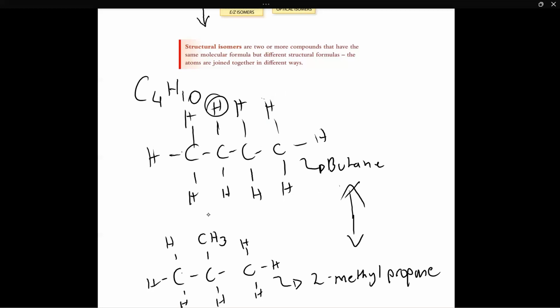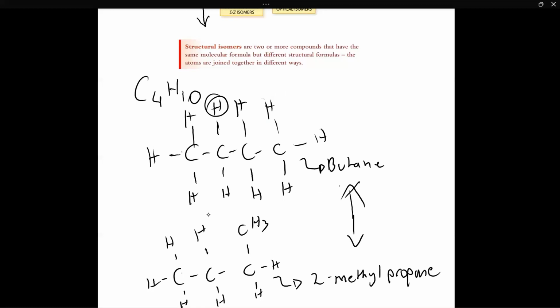So doing this is not creating a new structure. Imagine I do this. I remove this and I put CH3 over here. This is not a structural isomer. This is still butane. It's the same compound. So don't do this.